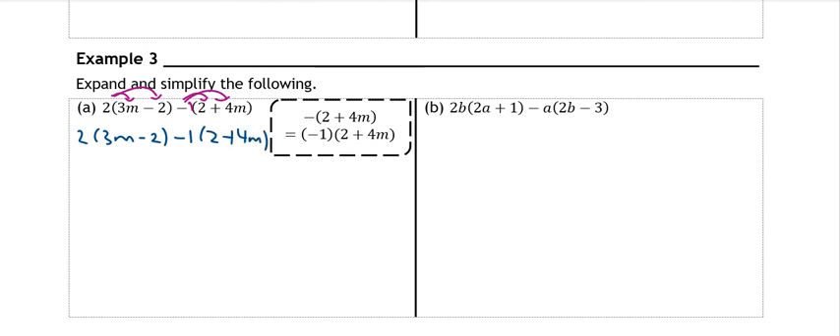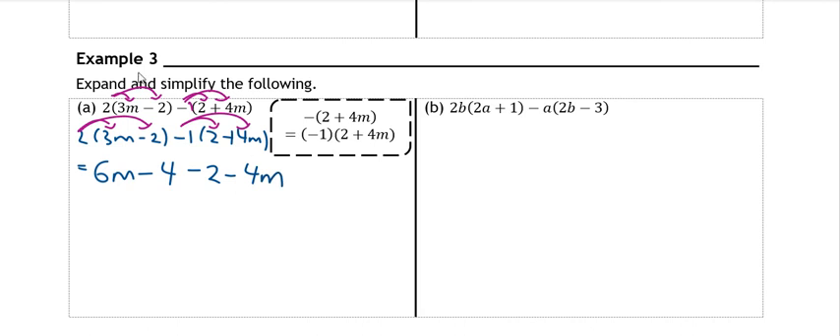So here the expansion, the usual claw method. 2 times 3m is 6m. And then 2 times negative 2 is negative 4. So that's for the first one. And then the next one, negative 1 times 2 is minus 2. And then negative 1 times 4m is negative 4m.